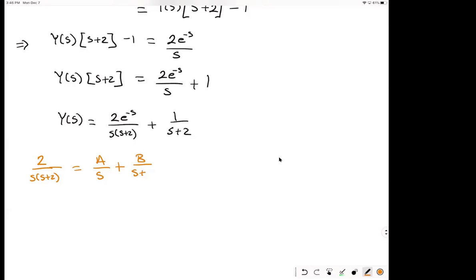And if s equaled minus 2, I'd end up with 2 equals minus 2 times b. So b equals minus 1. So I decomposed this part of the first term, and then we'll just multiply that result by the e to the minus s.